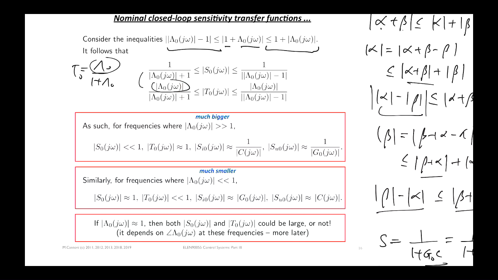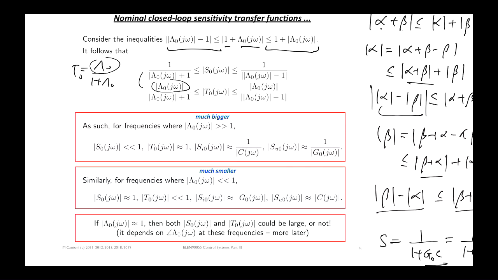These relationships are just following from the algebraic relationships between these sensitivity functions and these ones here.